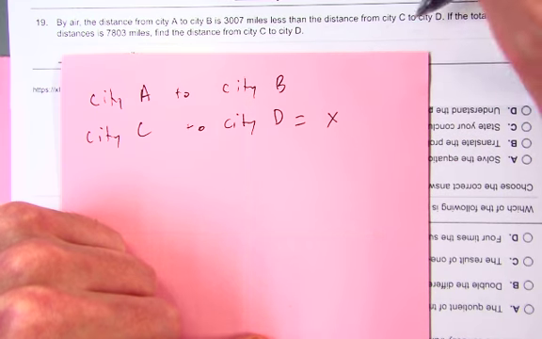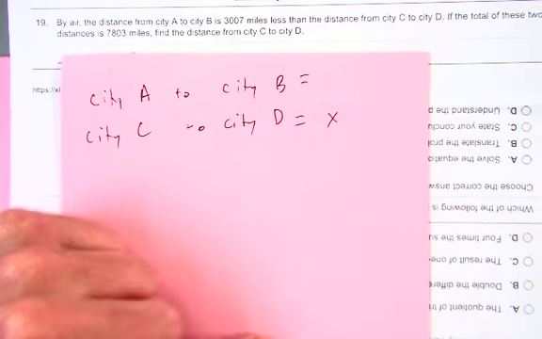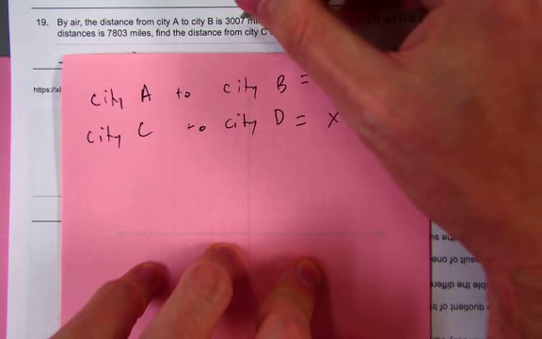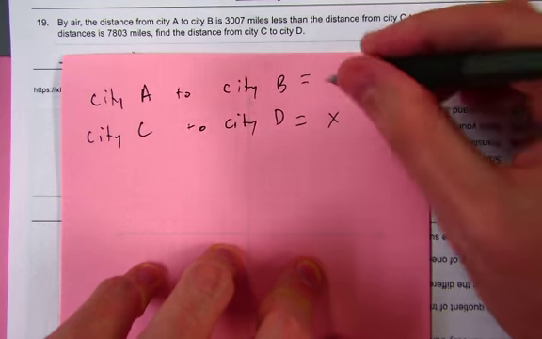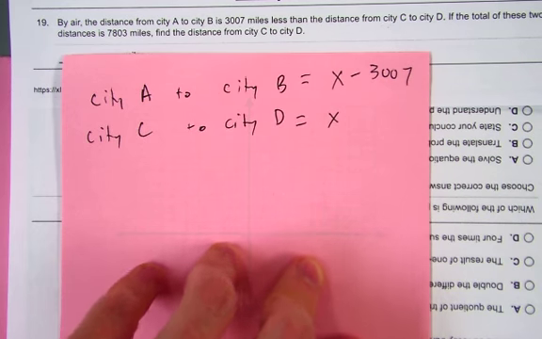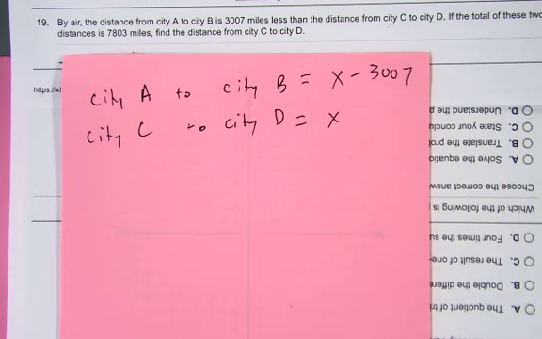I've just called this x, right? And this is one where we have to remember that the less than phrasing is one of the trickier terms that you can run into sometimes. We need to kind of reverse the order. So 3,007 miles less than x is actually x minus 3,007 when we write that out. We have to reverse the order because of that less than phrasing that we see in there.